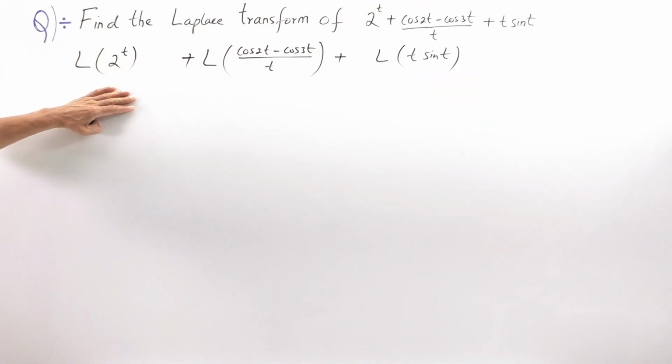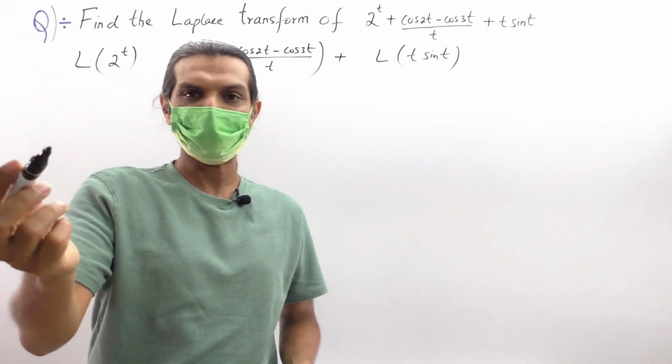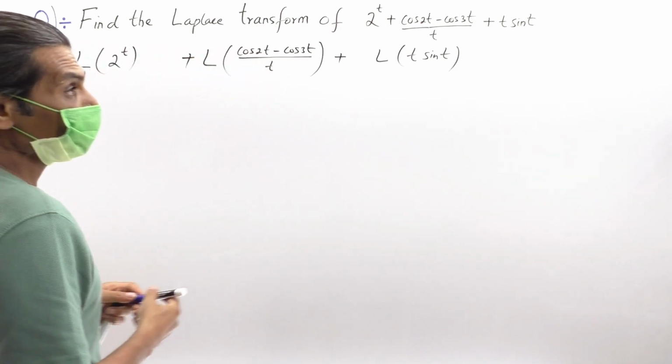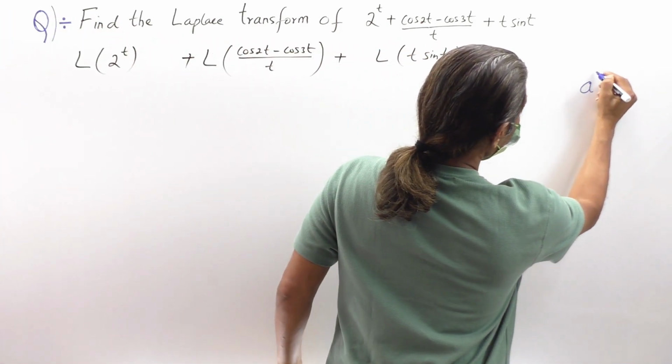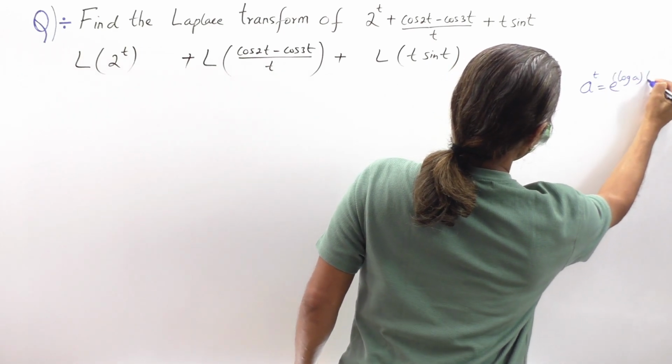So first, Laplace of 2 raised to t: there is no property in this. We have learned the basics of Laplace, in which I gave some formulas. I write here: a raised to t is written as e raised to log of a into t.